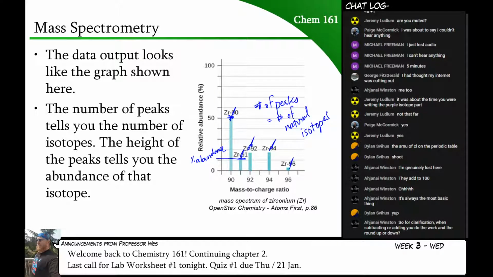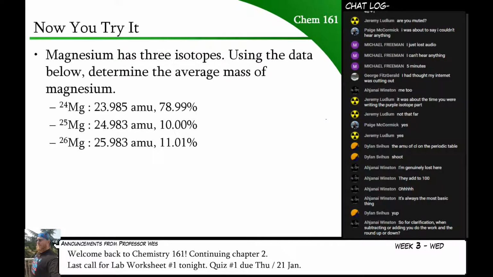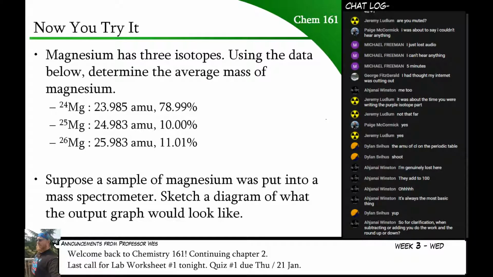Okay, so that's how mass spectrometry works. So what I want you to do is, using either algebra or Wolfram Alpha, tell me the average mass of magnesium, and after you've done that, I want you to compare it to the periodic table.